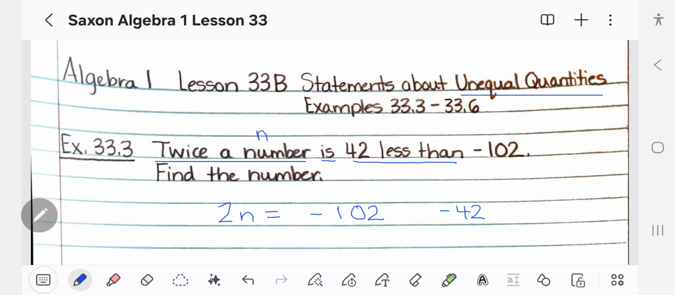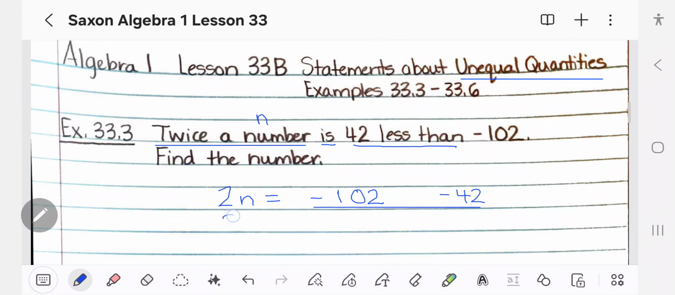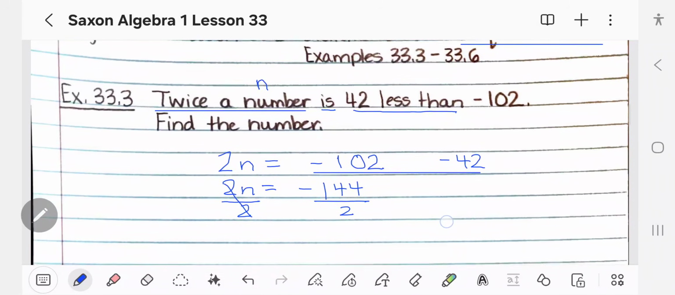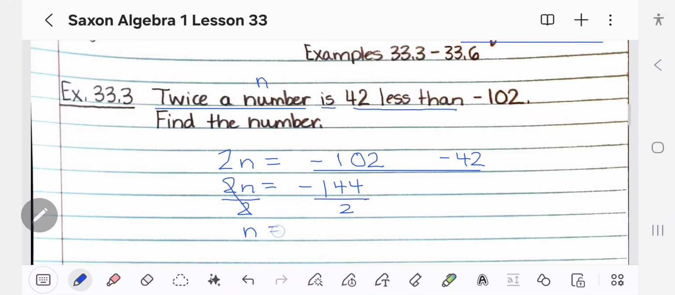Now, what can I do here? Well, I don't have parentheses, but I can combine like terms here. So let's do that. I have 2n is equal to negative 102 plus a negative 42, which would be negative 144. I'm multiplying the variable by 2, so let's divide by it. And then I'm going to have n is equal to negative 72. So that should be our number, and we can check it.